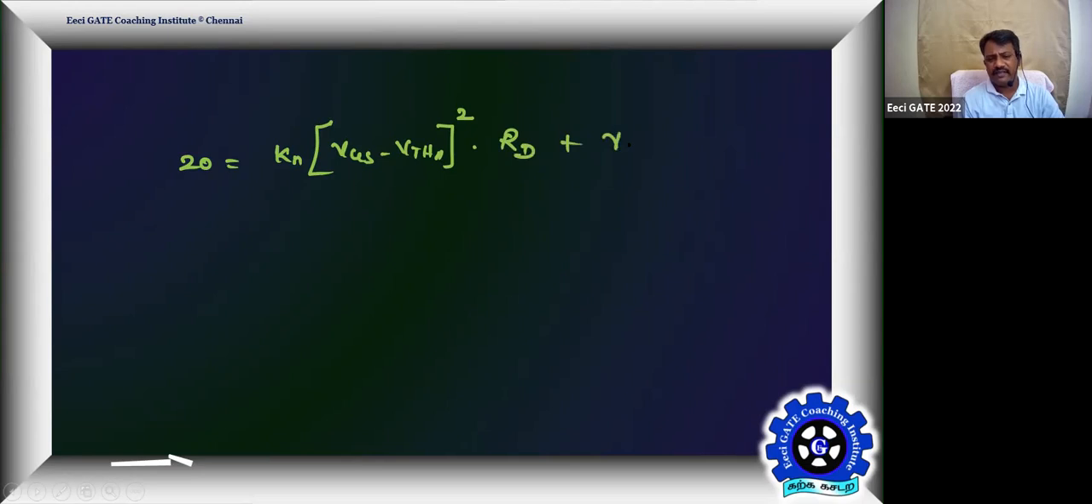Okay, that's a plan. So then what we have is 20 volt equal to IDRD. IDRD is what? Kn into (VGS minus V threshold of the NMOS) the whole square. That's your ID, into capital RD, plus VGS. Getting right?